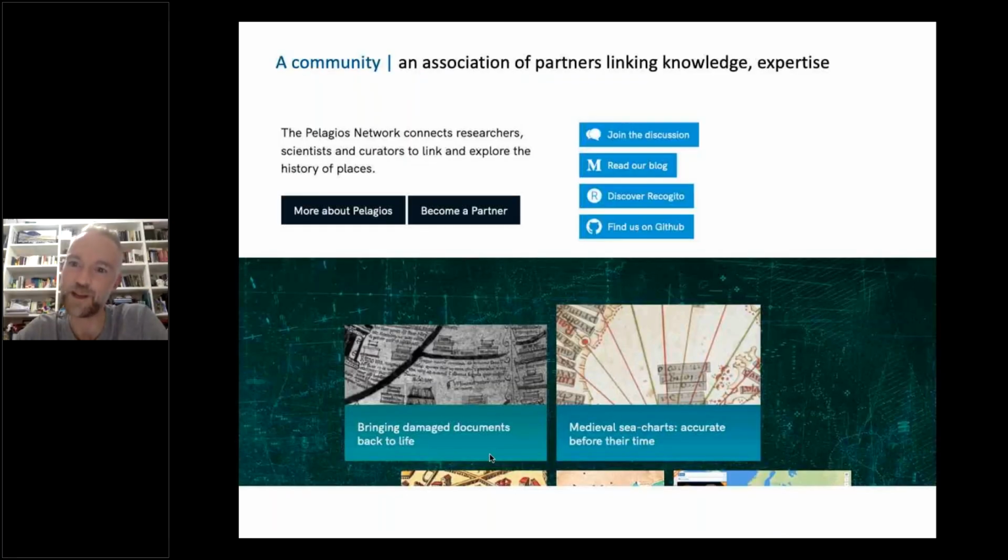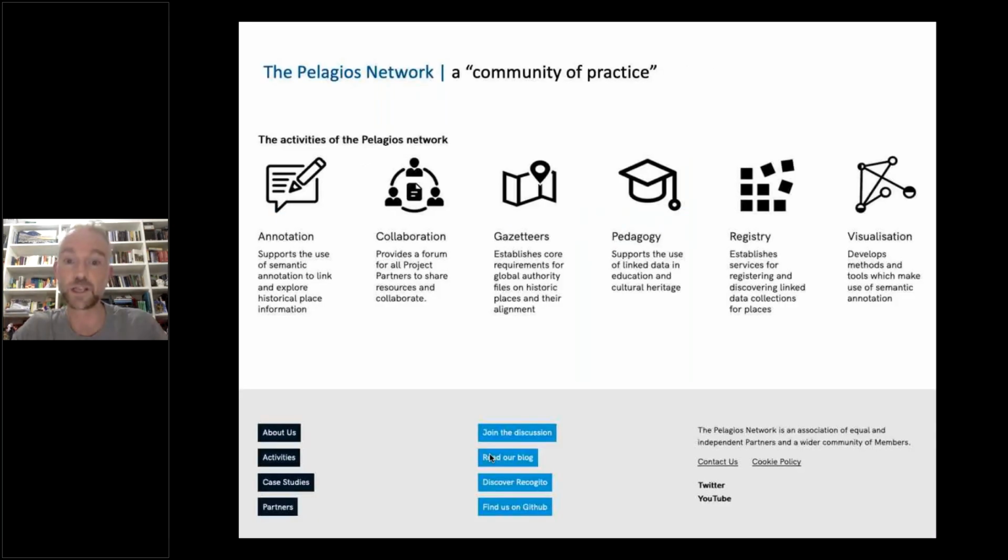To end with, on a happier note, going back to Pelagios, and I was very careful not to call it a project before, but it was a project before. It was a core team with core funding, and is now a network association. A network association of equal and interdependent partners. Essentially, anybody can join Pelagios now to take a role in organizing the community based around common interests in digital humanities and specifically georeferencing. So everything that might imply, from annotation to collaboration to gazetteers to pedagogy to registry to visualization. So these are the different activities, the way that we've kind of chunked up Pelagios.